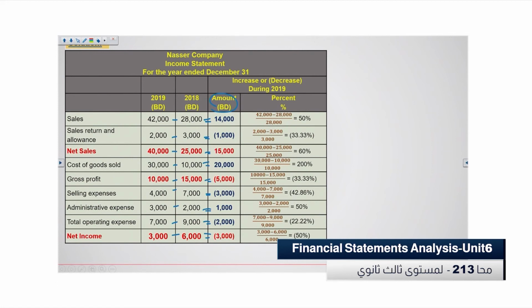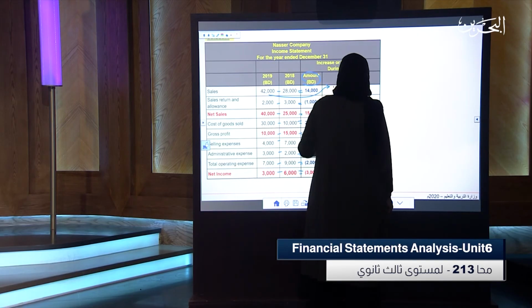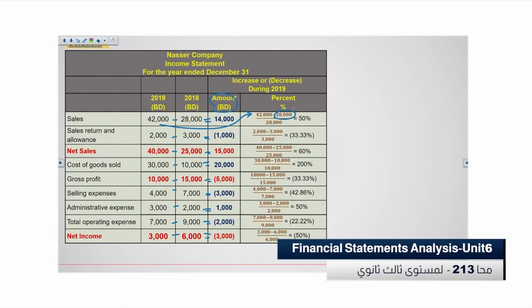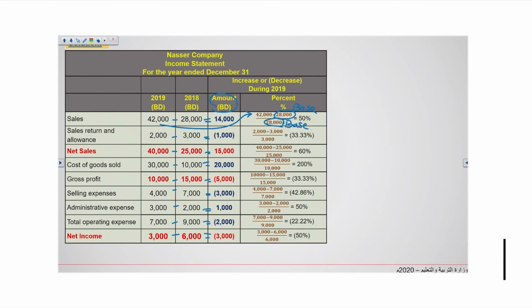Okay, for the percent, it's the same formula. Let's see the sales. We will add the current amount minus the base over the base amount. It will give us the 50%. The same for the sales return. We will add the current year minus base over the base, but in this case we will have 33.33%, but in minus because the amount here is already in minus because the sales return is less in 2019. And the same for the whole numbers.